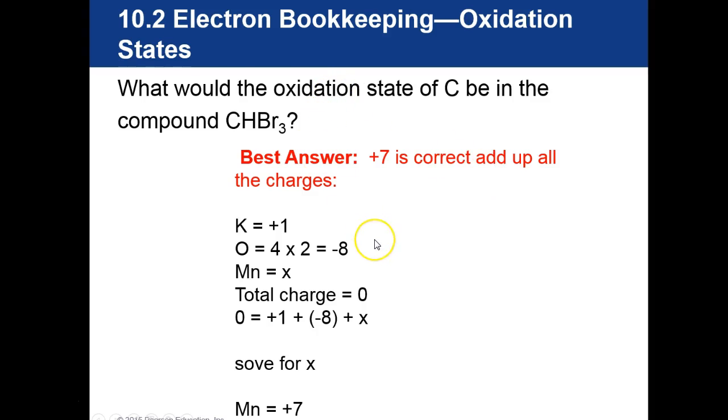Oh, you know what? Sorry about that. This one, here's the answer. Ignore the top of this. The best answer is +7. K has a +1. Oxygen is -8 because there's 4 of them and they're -2 each. We don't know manganese. We know the total charge is 0. So 0 equals +1 plus -8 plus x. When we solve for x, manganese is +7.